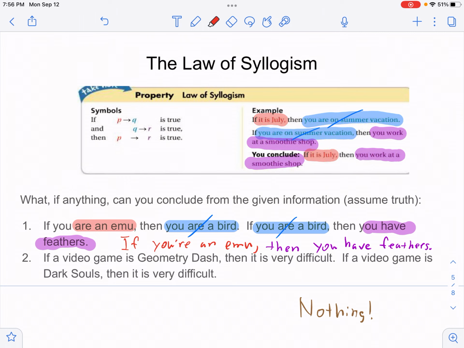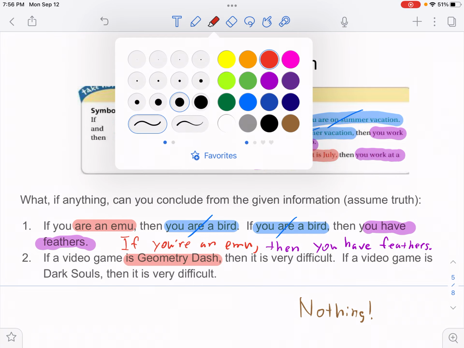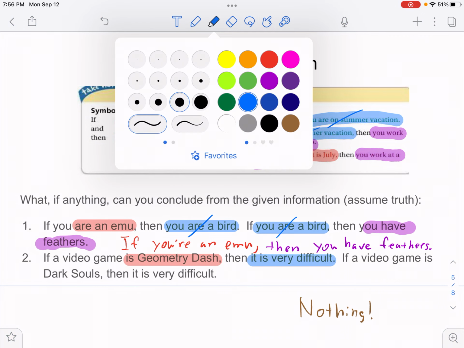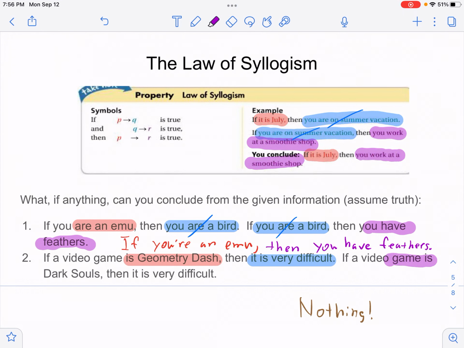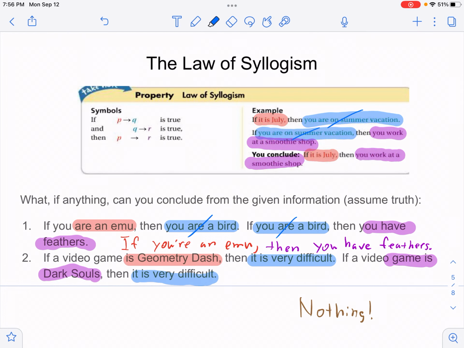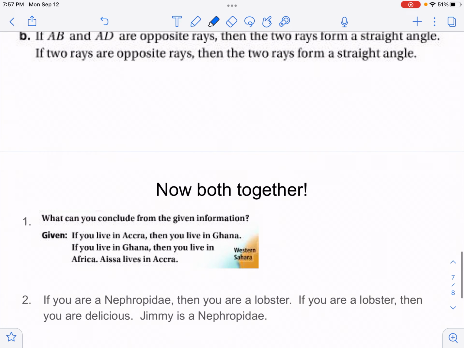Well, this time we're saying something is Geometry Dash as a hypothesis, and it is very difficult as its conclusion. But then in the second statement, we have the video game is Dark Souls, and then its conclusion is that it's very difficult. So what we have is the same conclusion twice. It has to be one of each, a hypothesis and a conclusion. So we can't make any conclusions here. All right. So I hope that both of these make sense, because now we're going to do both together.